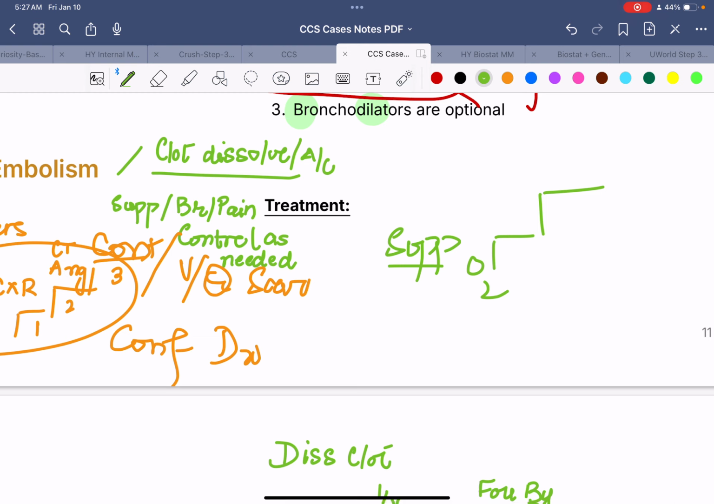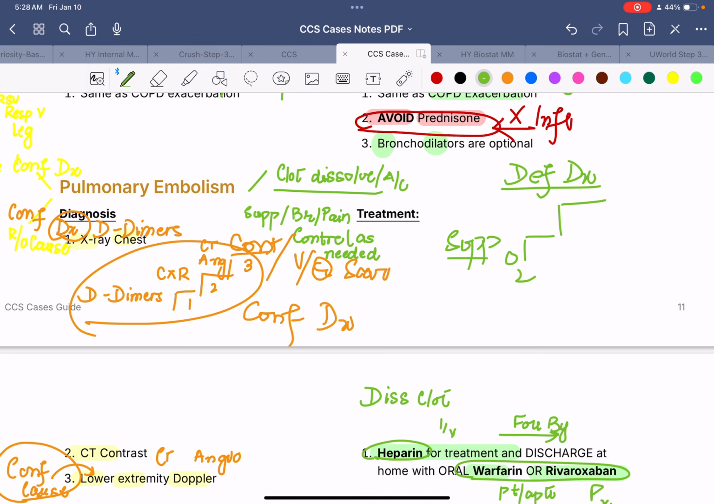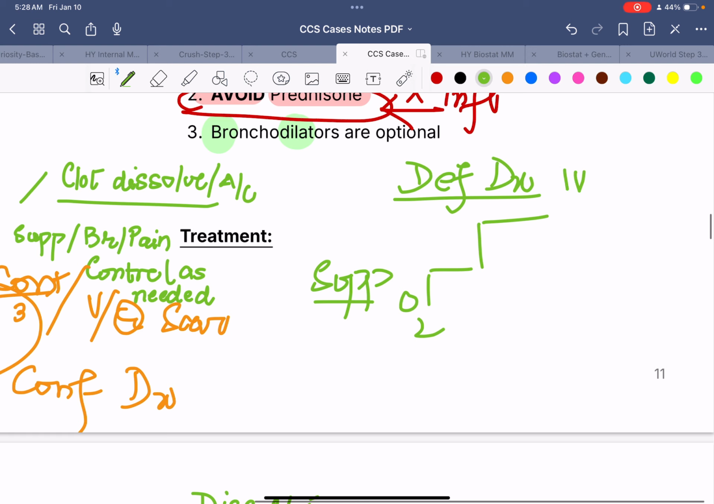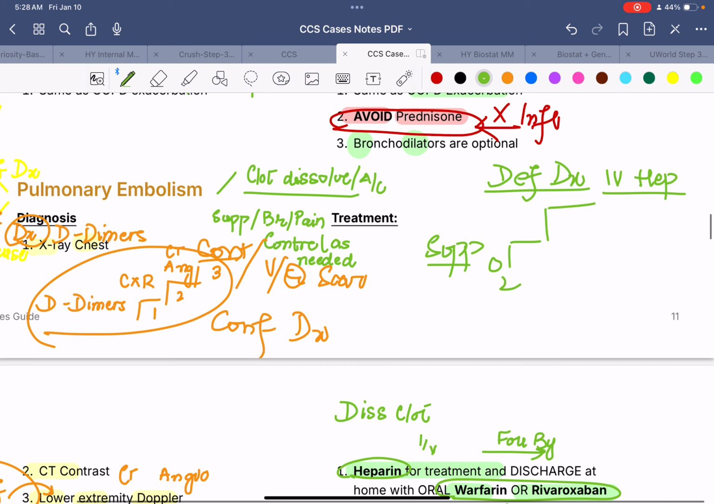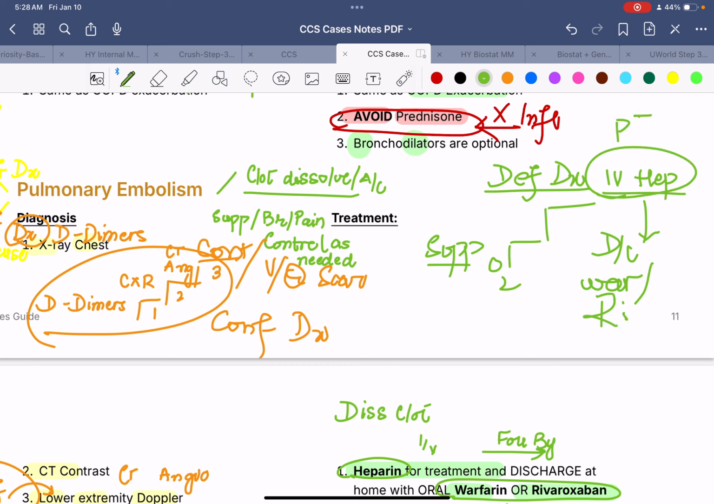And for the definitive treatment, of course, look at the pathophysiology, look at the cause. The cause is basically that there is an embolus and you want to dissolve that embolus. So once you are in the hospital, you want to dissolve that embolus rapidly, and that would be by giving IV heparin. And then once you discharge the patient, you can discharge him on warfarin or rivaroxaban. And always remember, before starting heparin, always do PT APTT. So heparin and PT APTT go together.